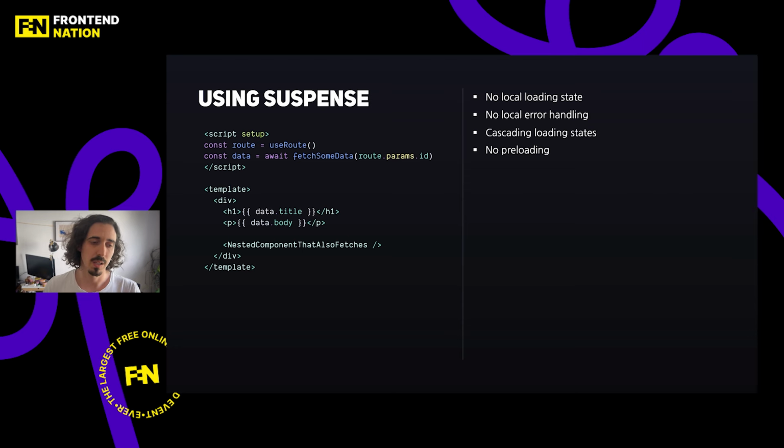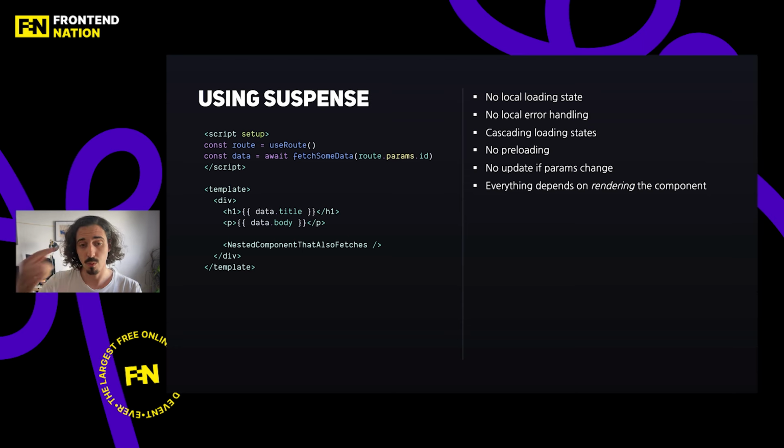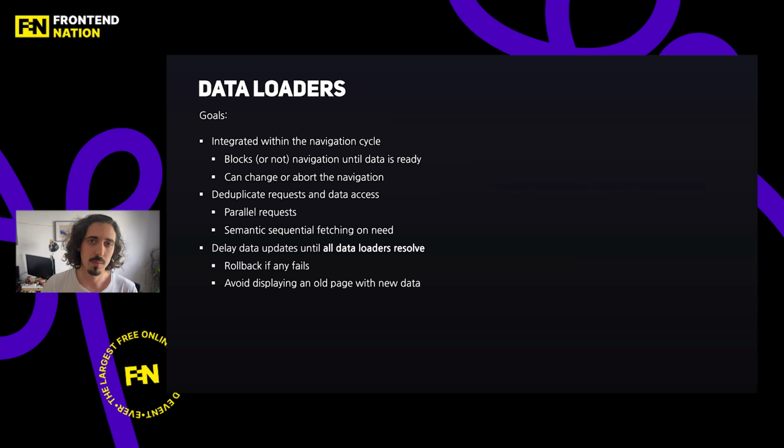Then we have no preloading, so we cannot preload this fetched data unless we do some build step pre-optimization. We don't have updates if a parameter changes, unless we use a key on the router view and trigger a full remount of the component, but that's a bit wasteful on many occasions. And the main problem, in these two problems, is that everything depends on rendering the component, because the fetching is inside the script setup. We need to mount the component in order to fetch, and this can be very wasteful.